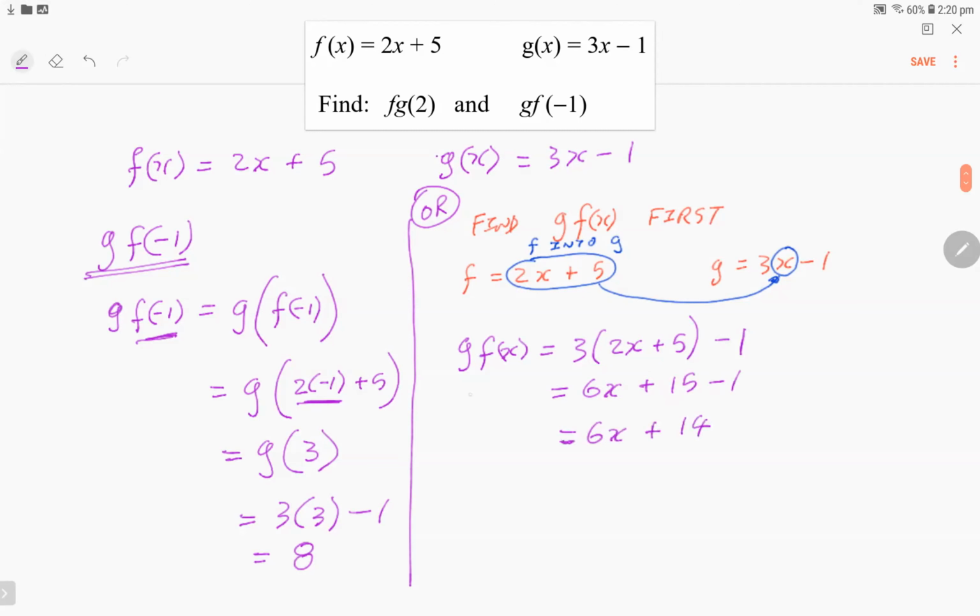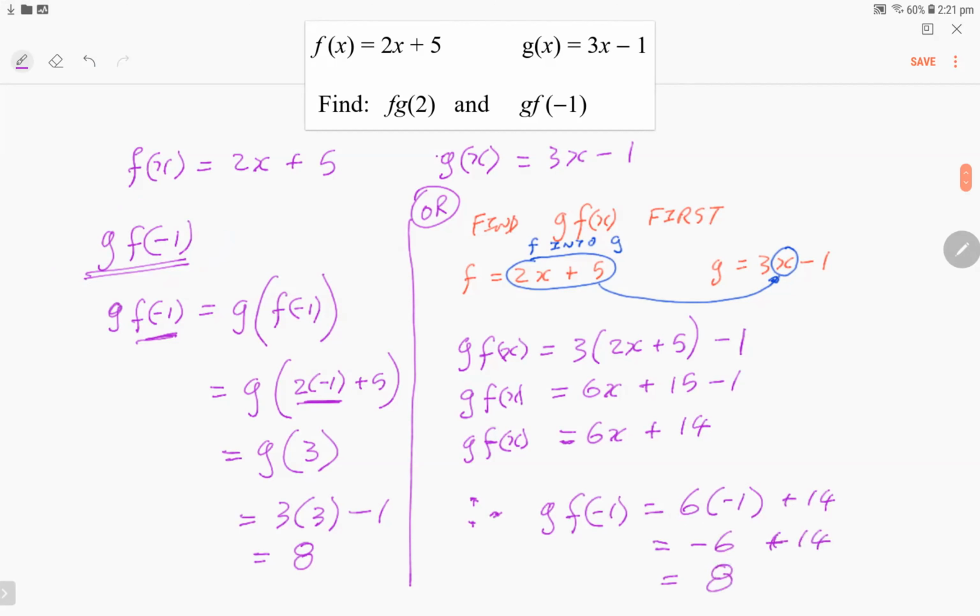So now that I have my g of f of x, what did I want again? I wanted g of f of minus 1. So I put the minus 1 in this. g of f of minus 1 becomes 6 times minus 1 plus 14. 6 times minus 1 is minus 6, so it becomes minus 6 plus 14, which is 8. So again, you get the same answer.